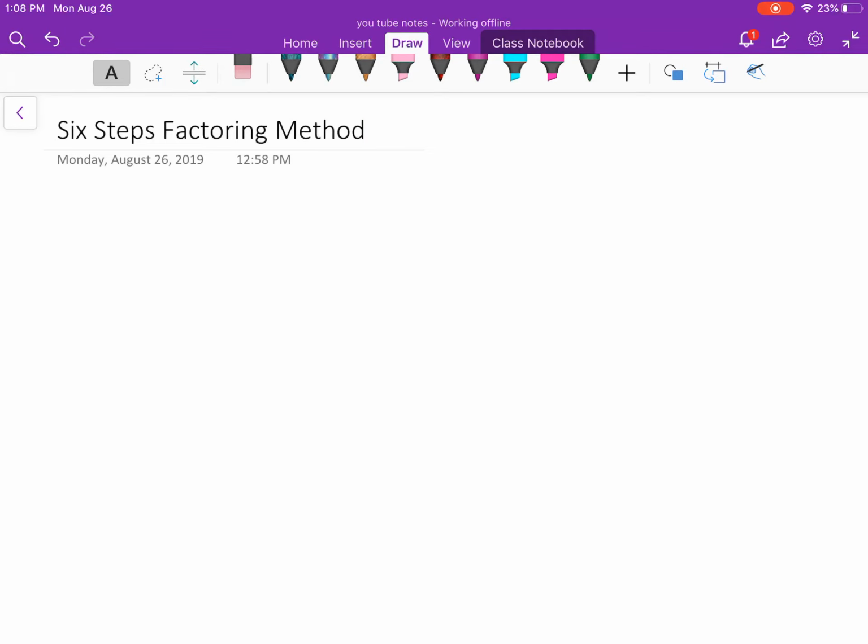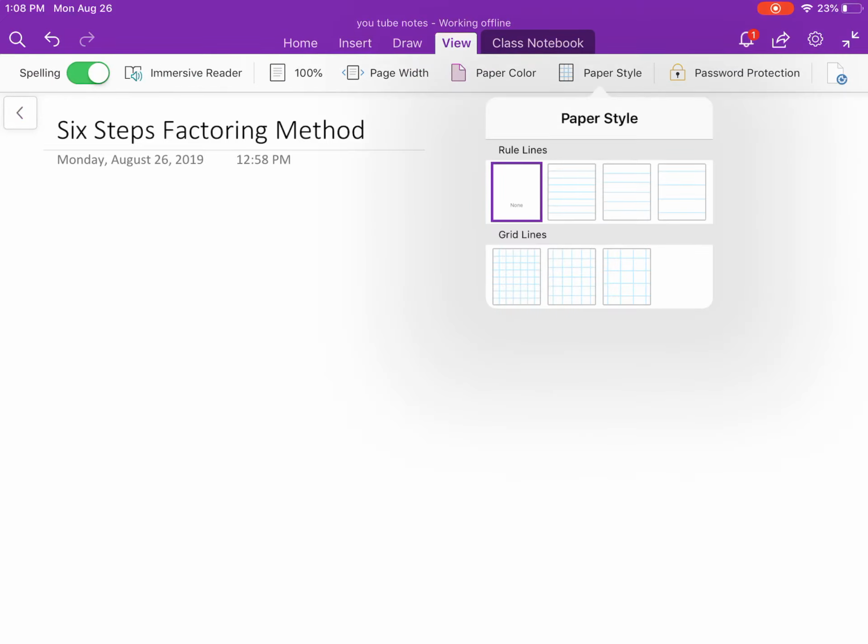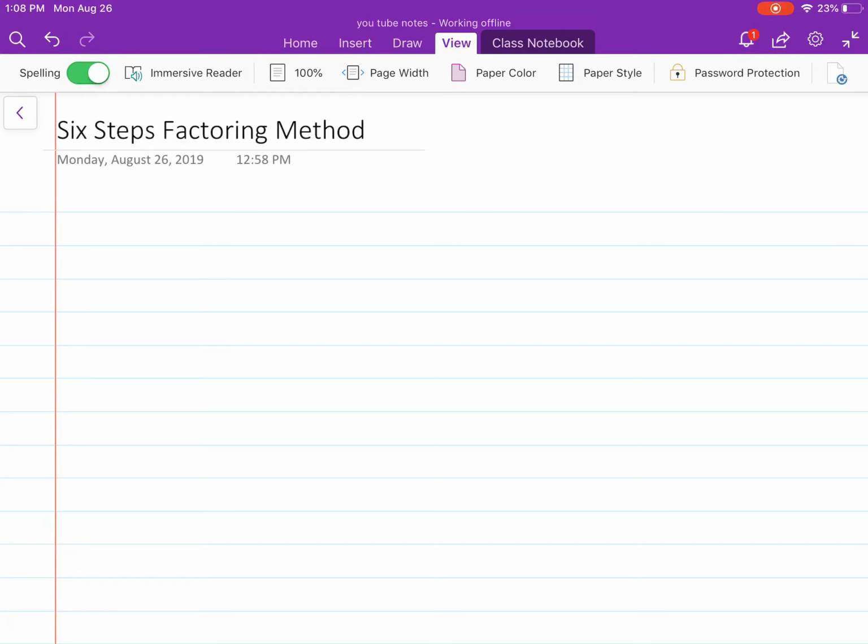Okay, today we are going to work 6 steps, which is a type of factoring method. I'm going to work about 3 problems with you guys. Hopefully that will be enough to help you muddle your way through this. This is not the only factoring method, but it is the one that I use in my classroom. I found that most students catch on to this just a little bit better.